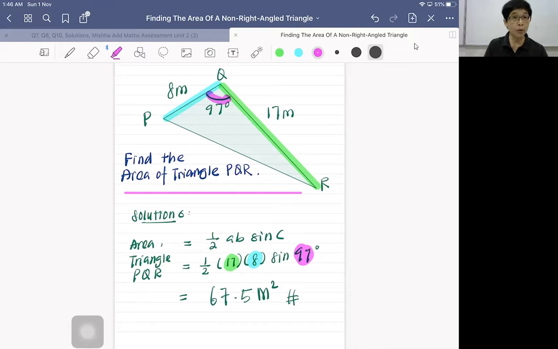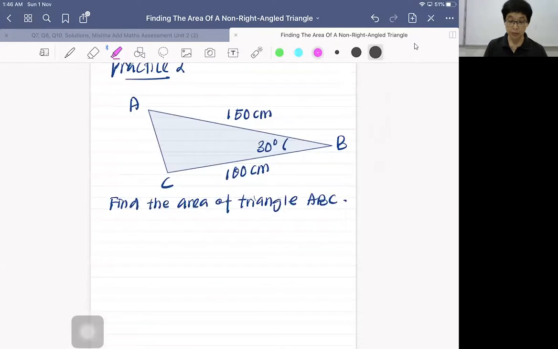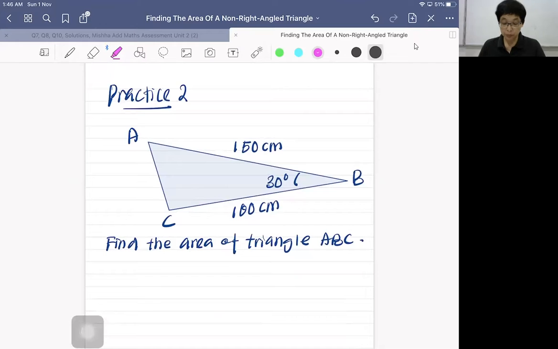Okay, let's go on for one more practice. Here we go. Practice number 2. This is a triangle ABC. Given to you is this information: AB is 150 cm, BC is 100 cm. Find the area of triangle ABC. Pause the video and give it a try.